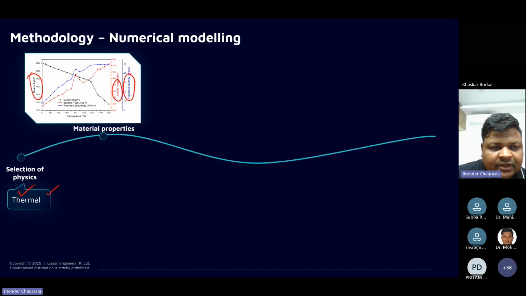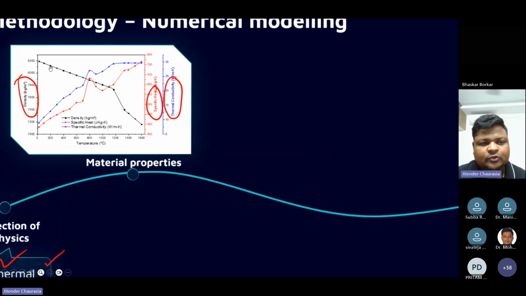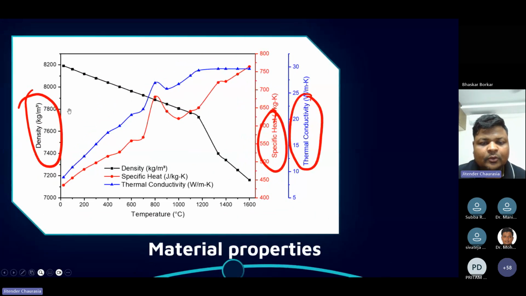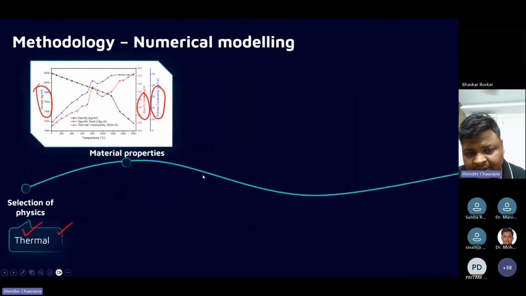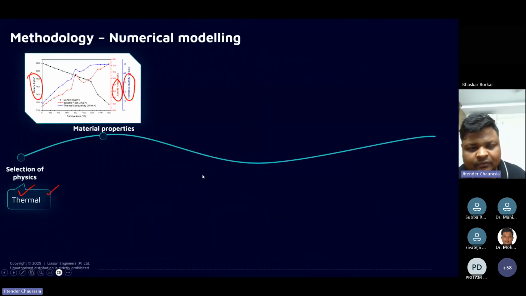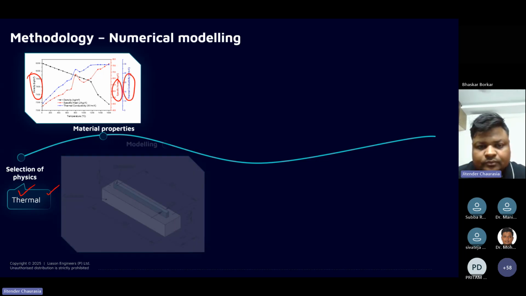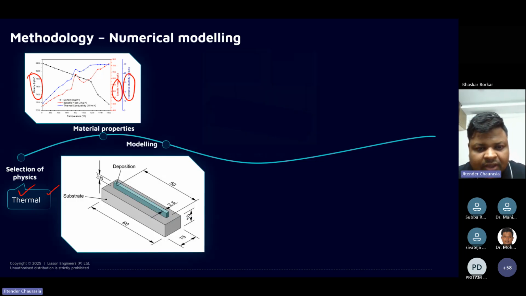If you see this graph carefully, I'll just zoom in. You can see these are temperature dependent properties, which means, for example, density, you can see the black color is coming down as the temperature is increasing from 0 to 1600. Most of the software like ANSYS or Abaqus offer this kind of feature. Otherwise, you have to write a UDF, user defined function. So this was the model that I used.